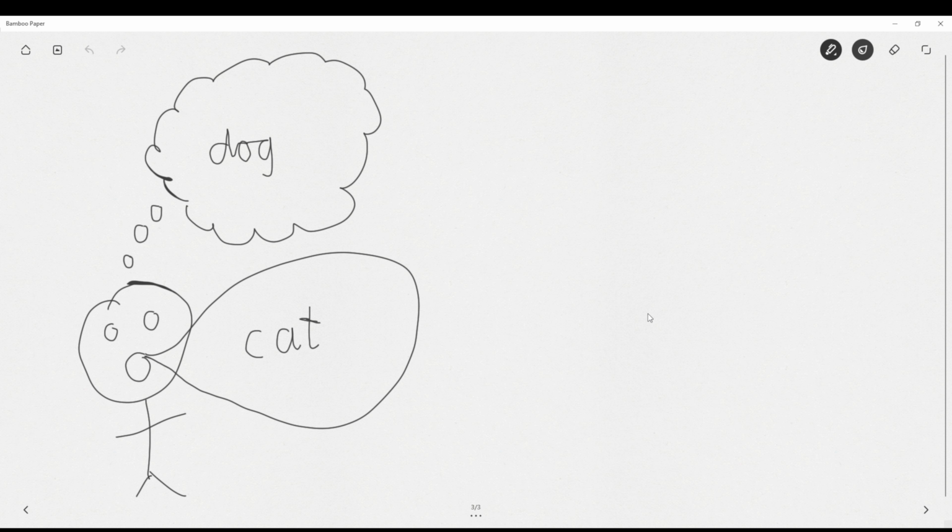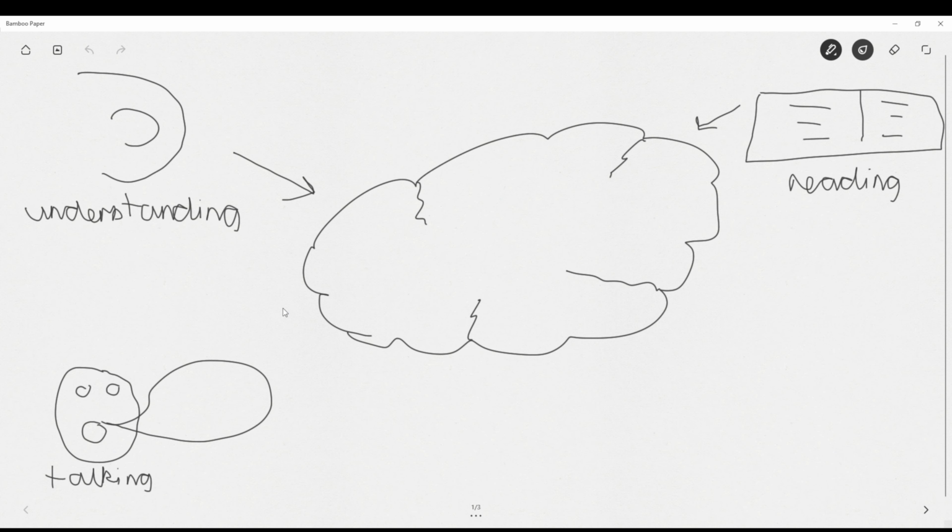Going back to the original drawing, I would add an arrow leaving the brain to show that talking or speaking is an output. And finally, I would add another modality, another activity, using a pencil or a pen to show the activity of writing, which is fairly self-explanatory.